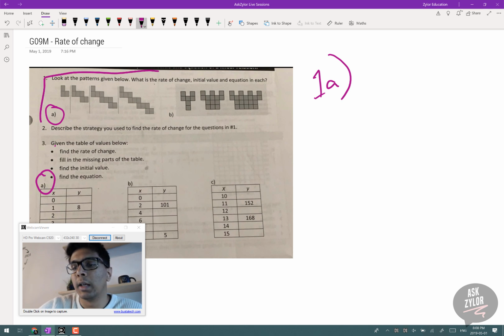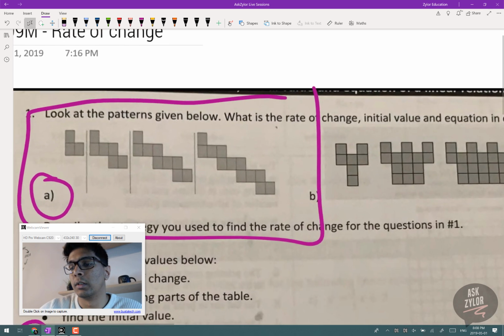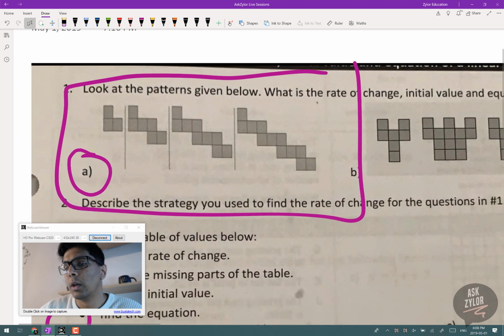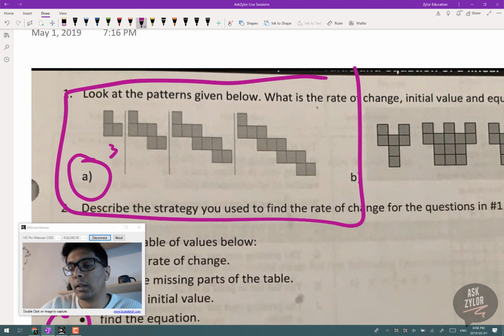So if we're looking at this question, let me just zoom into this. My initial amount is, if I look at the number, it's just 3 blocks. I have 1, 2, 3, right? And in my second pattern, I have 6, and in my third, I have 9, and then I have 12.